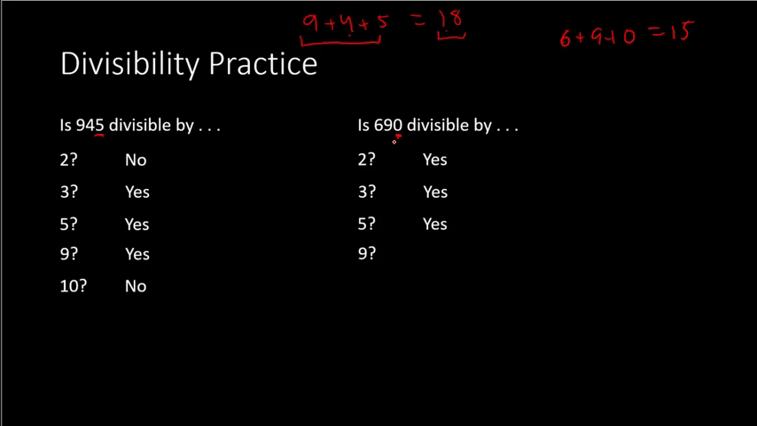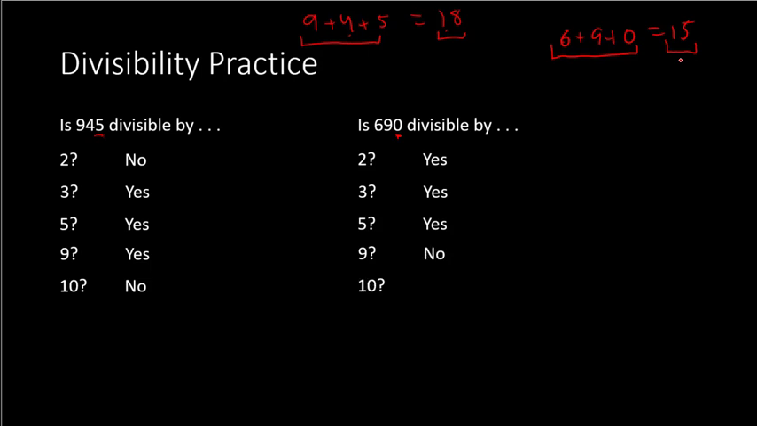Now, is it divisible by 9? To determine that, we add up the digits, as we did already. We got our answer to be 15. And if we can divide this by 9 with no remainder, then we can divide the entire number by 9. So can you divide 15 by 9? Well, no, not without a remainder. So because of that, this would not be divisible by 9.